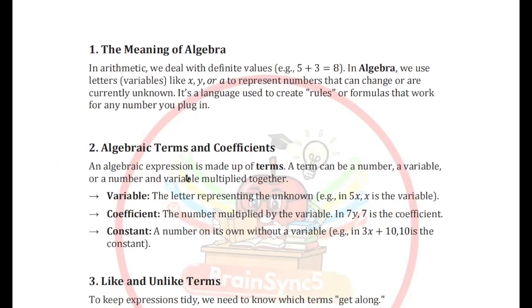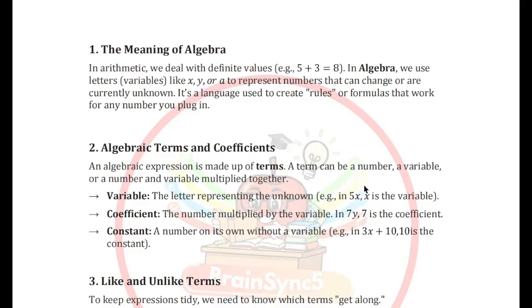So now that you have understood the meaning of algebra, let's look at some algebraic terms and coefficients. I'm sure by now you've heard of this word term, but have you ever fully understood what it means, terms and coefficients? When we talk about terms, we are simply meaning like terms. A term can be a number, a variable, or a number and variable multiplied together. Like here you see this 5x. This 5 is a coefficient, I'll explain later, and this x. So altogether this makes up a term. A number is a term.